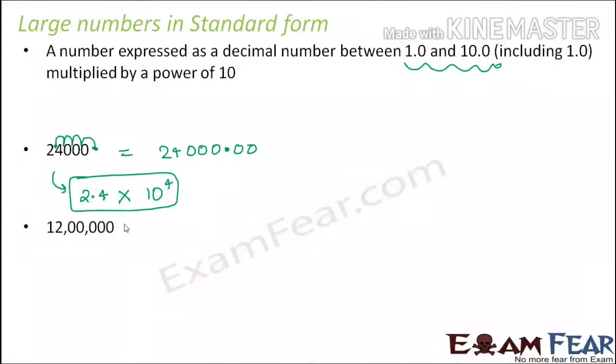So you have 12 lakhs. So where is your decimal point? The decimal point is here. So we want to shift this decimal point somewhere such that you get a decimal number between 1 and 10. So obviously you'll shift the decimal here so that you get 1.2 and then you multiply it by a power of 10. What would be the power? The power would be equal to the number of jumps that you have taken. That is 1, 2, 3, 4, 5, 6. So this would be 1.2 into 10 to the power 6.